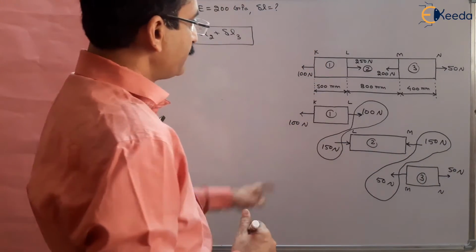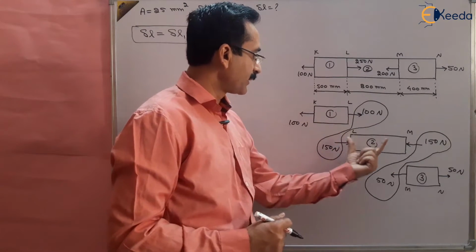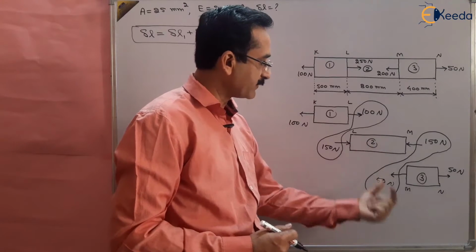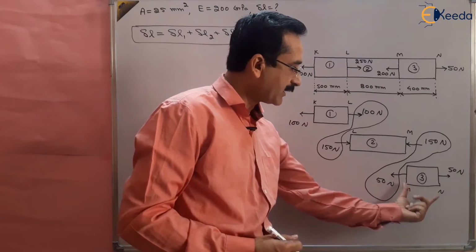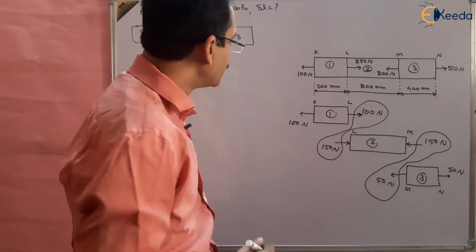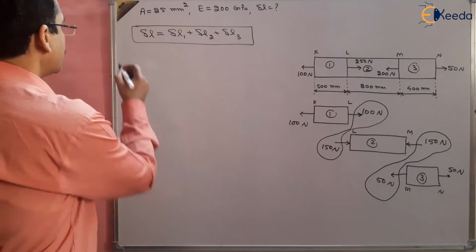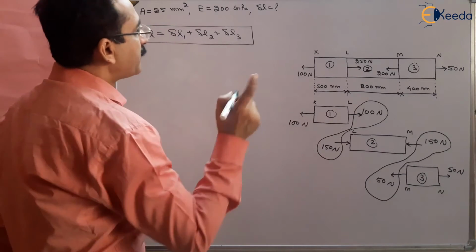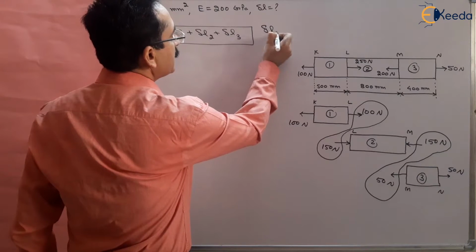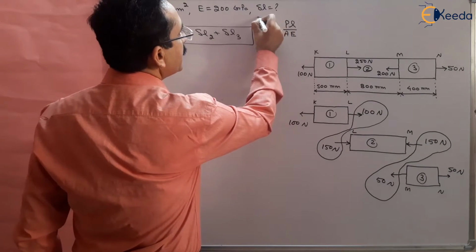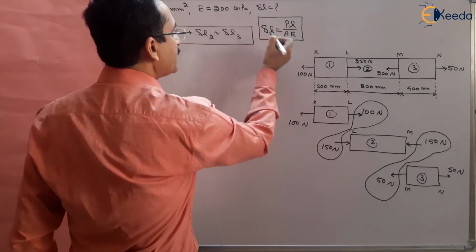So now we know that KL has 100 Newton load, LM has 150 Newton load, but it is compressive, and MN has 50 Newton load tensile, right? KL also has tensile load. So now we can find out the total deflection, delta L, that will be the sum of the delta L's. We know the basic formula. The change in length is given by PL upon AE. This you should remember. PL upon AE. This is the basic formula.